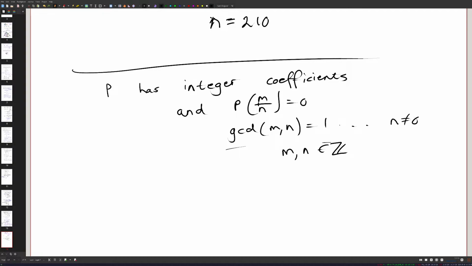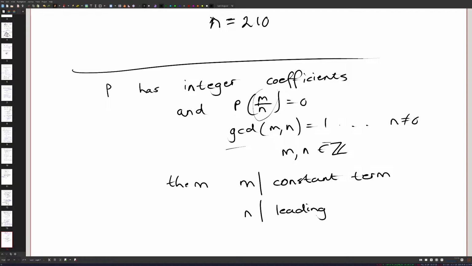A lot of extra stuff, but if this is a fraction in its lowest terms, then m divides the constant term, and n divides the leading coefficient. And they can both be negative. It's not just positive factors of those numbers that work.